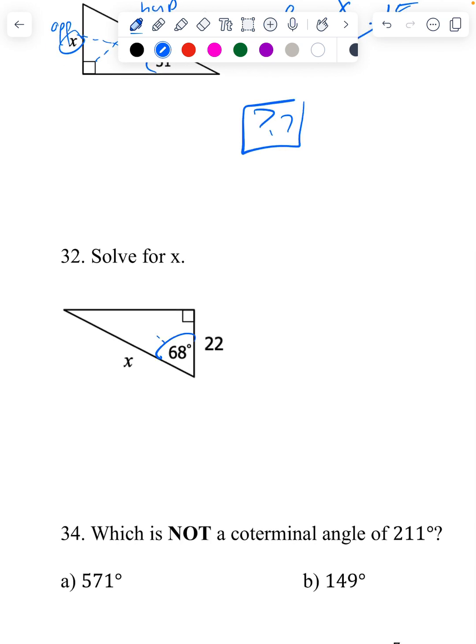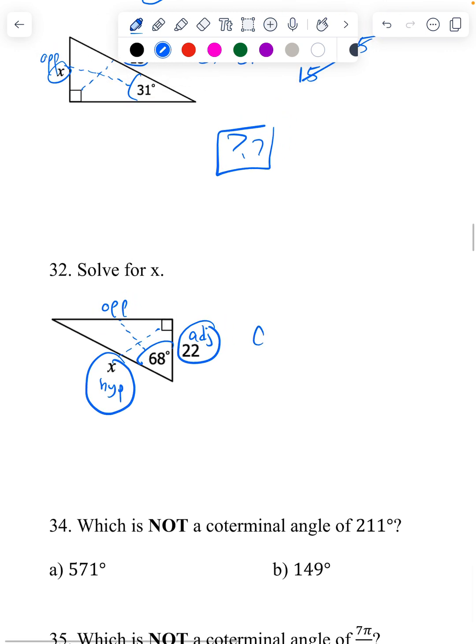All right. Here's my angle. So the side across from it is the opposite. Side across from the 90 is the hypotenuse, and the other side's going to be adjacent. So this is being asked about. This is given. So adjacent and hypotenuse means I'm using cosine. And so cosine of 68 equals adjacent over hypotenuse.